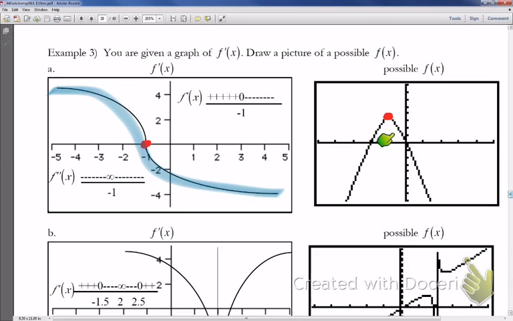This is not a point of inflection again because the concavity does not change, but also because this point right here, because it's a vertical tangent line, it's undefined. So the second derivative actually does not exist at this point, which is why, again, it's not a point of inflection.